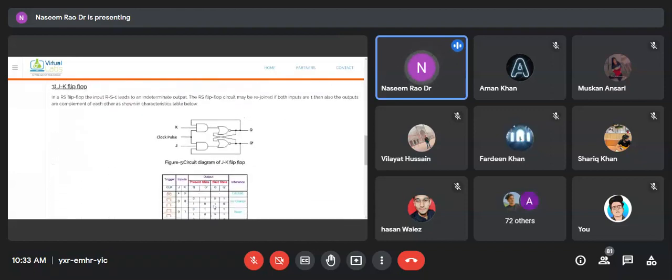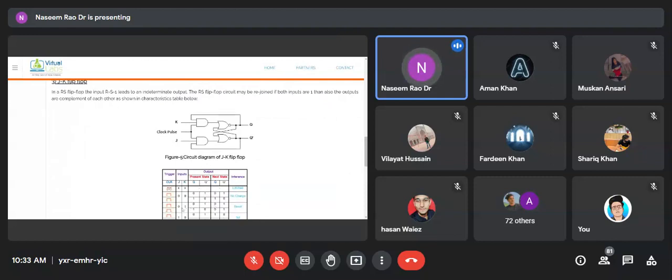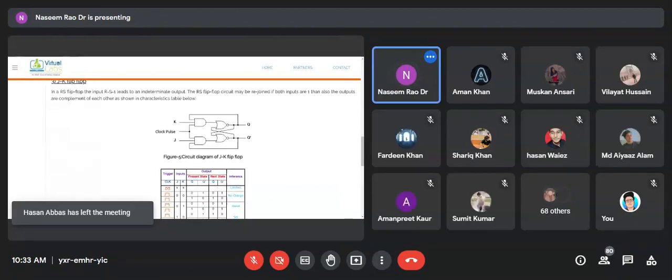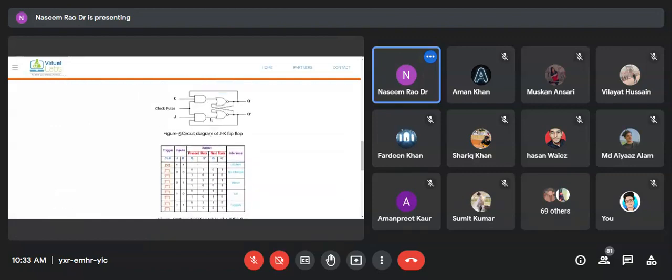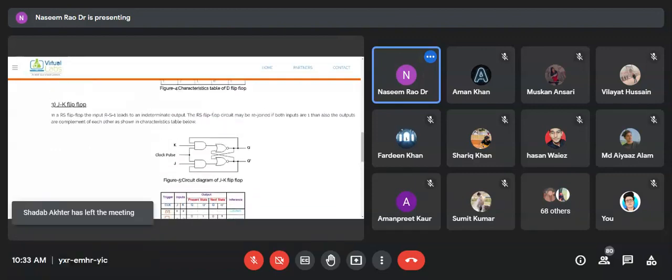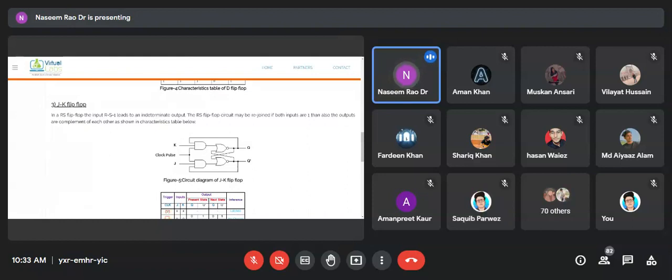And next is the JK flip-flop. In the RS flip-flop, the input RS 1 1 leads to an intermediate input. In the JK flip-flop, the RS flip-flop circuit may be rejoined. If both inputs are 1, then the outputs are also complements of each other, shown in the figure table below.